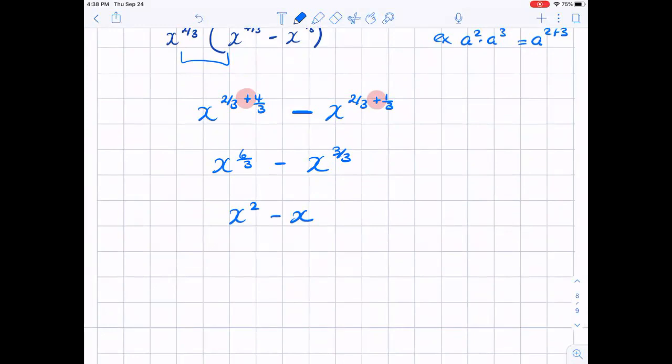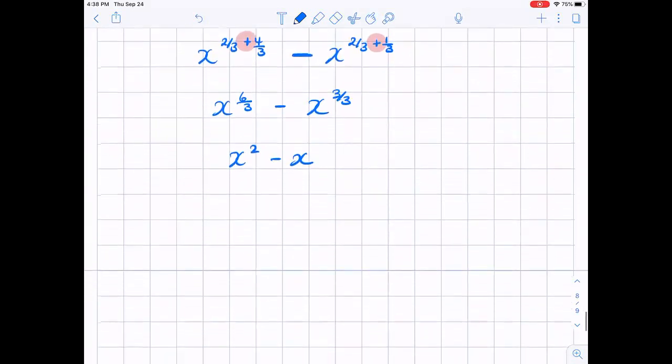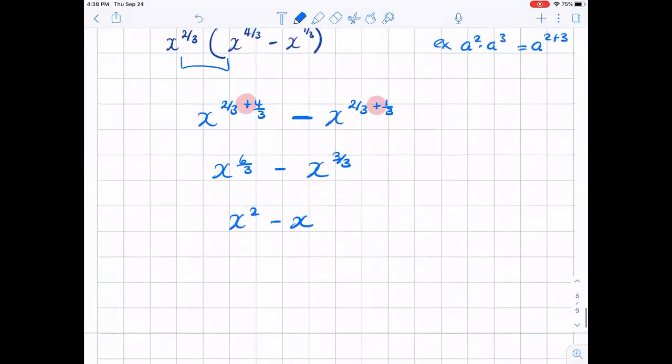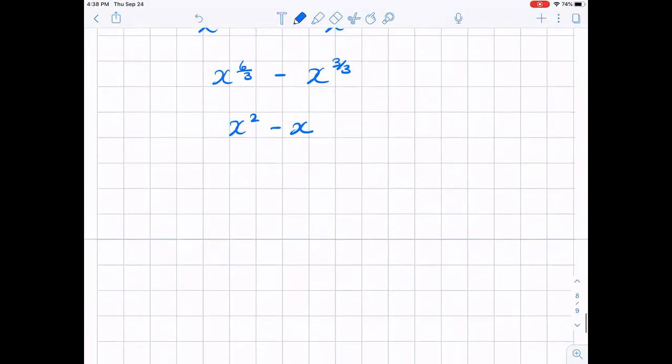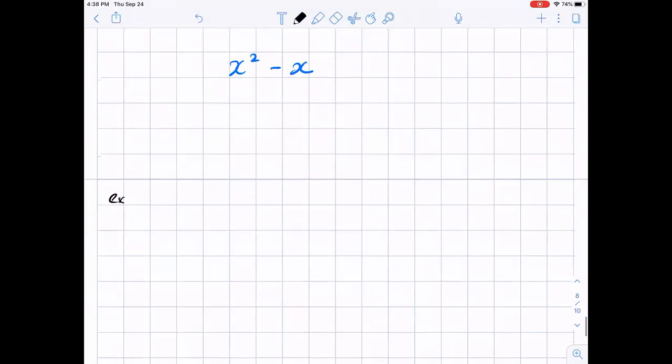The same will happen if you had binomials multiplying with rational exponents. So this does not get any more difficult than what you've known before. The problem is that we're dealing with fractional powers. Okay. Let's look at another example. Multiply.